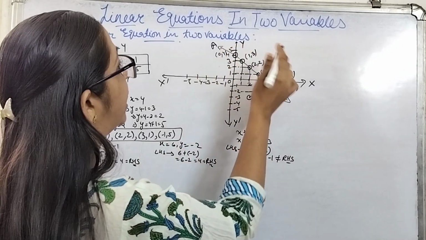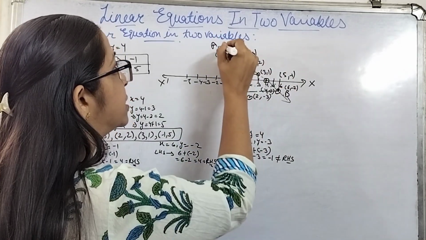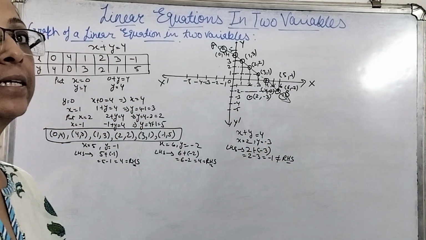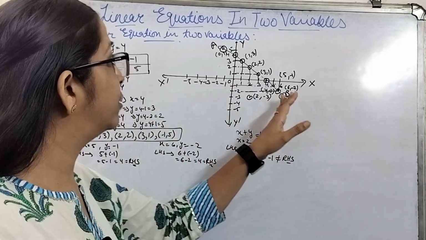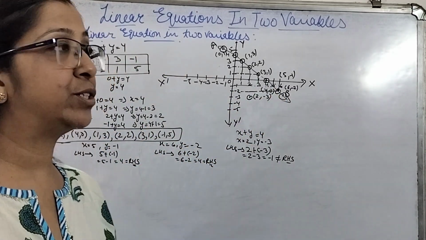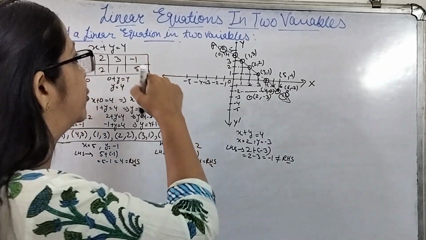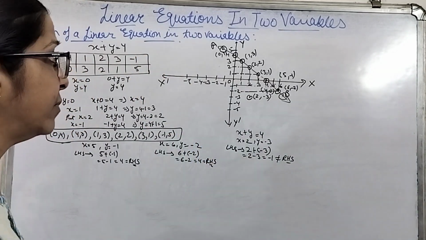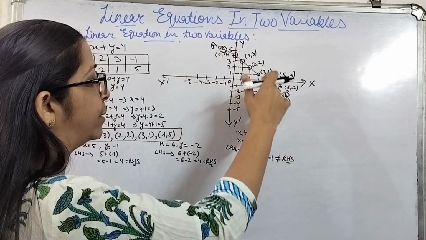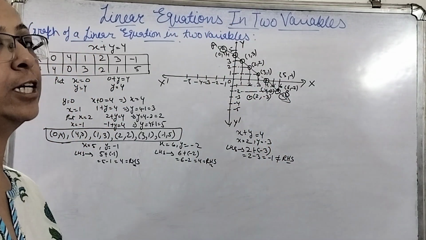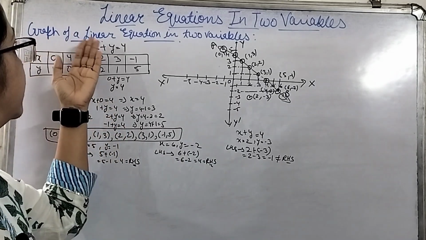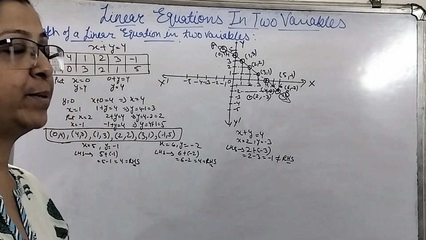Another is, if we take any point on this line, whatever point we take on the line, and check it in the equation, it is going to satisfy the equation. That means it will be a solution of the given equation. And if we take any other point which is not on the line AB, then it will not be a solution of the given equation. So this is what we can conclude about how we can plot a linear equation in two variables graphically.